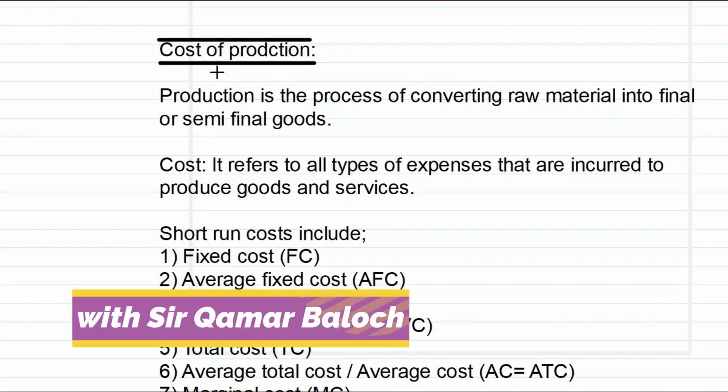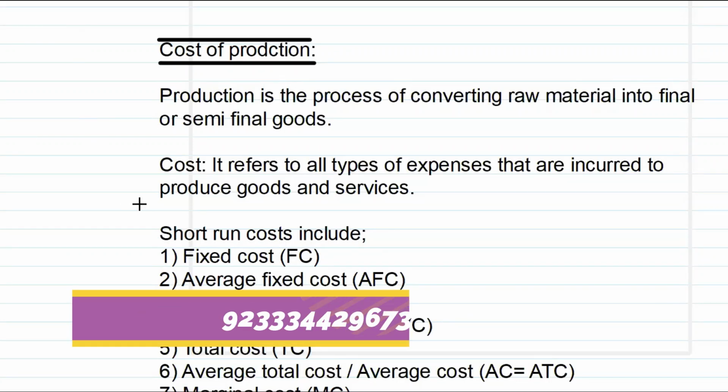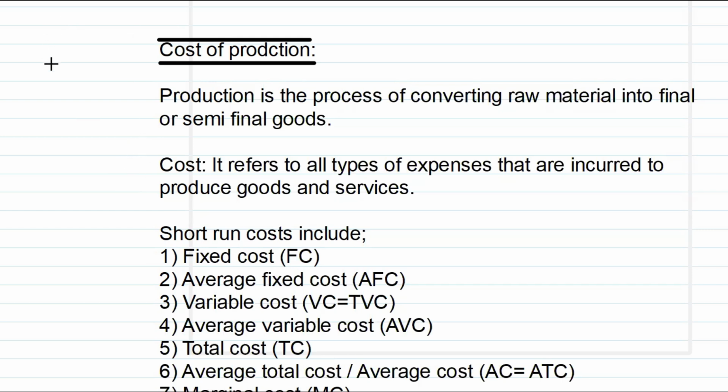Okay, so the topic is cost of production, and this is A2 Economics, Microeconomics, unit number 7. Cost of production, first of all, we define the term production. Production is the process of making goods and services, or it is a process of converting raw material into final or semi-final goods, right? So during the production process, we produce goods and services, and we convert raw material into final products.